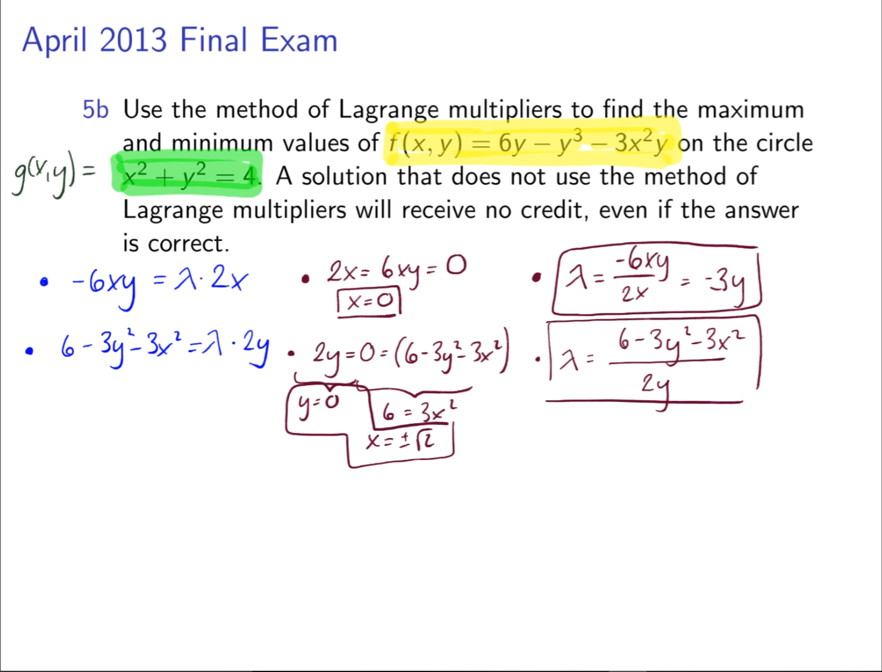Let's consider the 4 ways of combining these. I can't have these two be true at the same time, because this one makes x equal to 0, and this one makes x equal to plus or minus root 2. So that one's not on the books.